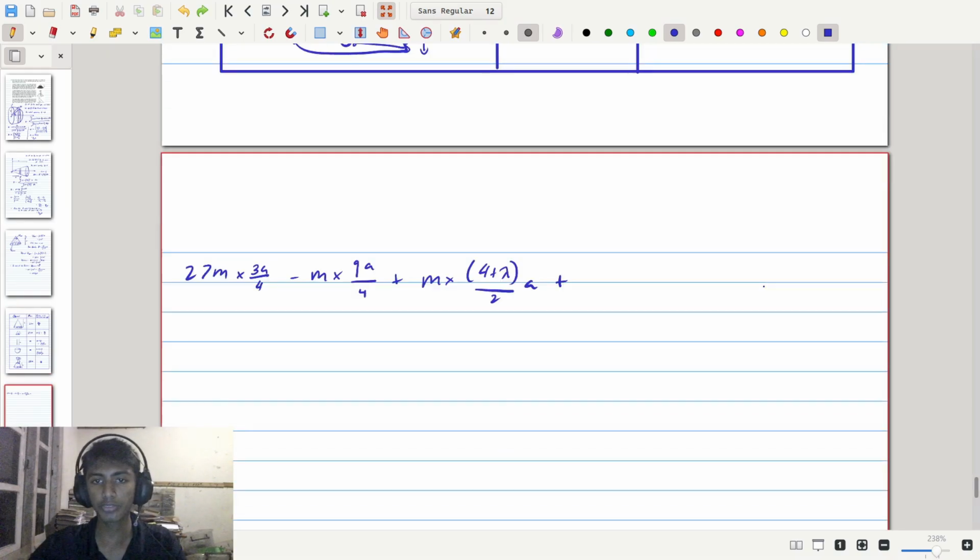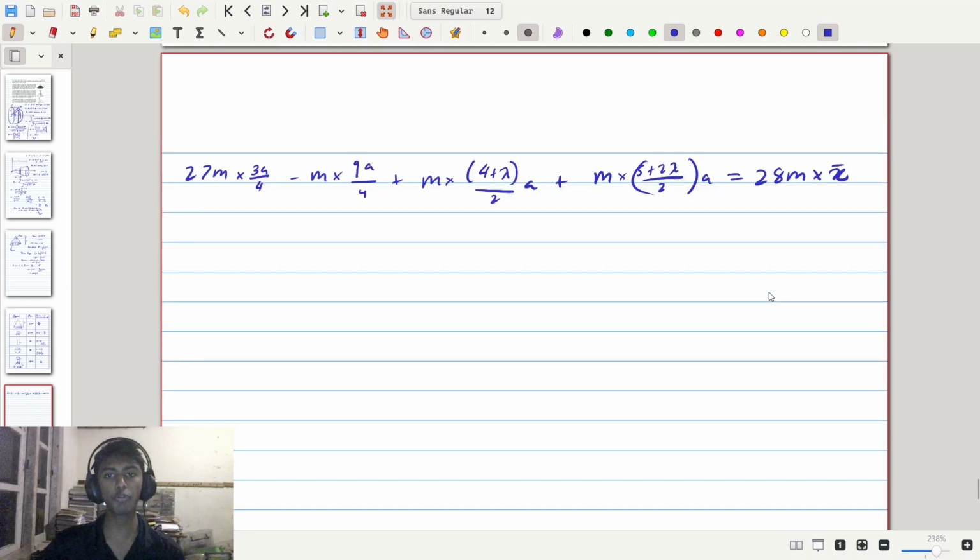So m times (5 plus 2 lambda) divided by 2a, and that has to be equal to the total mass of 28m times the total distance of x bar. And now we can solve for x bar.